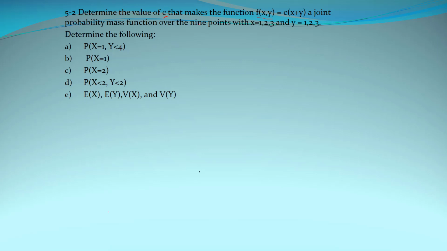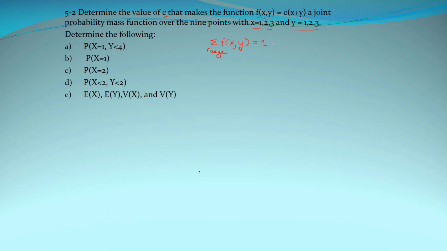Alrighty, so now we've got to determine the value of c, the constant that makes this function a joint probability mass function over the points from x is equal to 1, 2, or 3, and y is equal to 1, 2, or 3. The big clue here is what's going to make this a probability mass function? All we have to do is make it so that if we sum up all of the probabilities for each x and y over the entire range, it's got to be equal to 1.